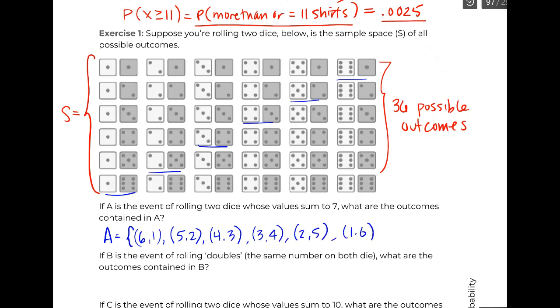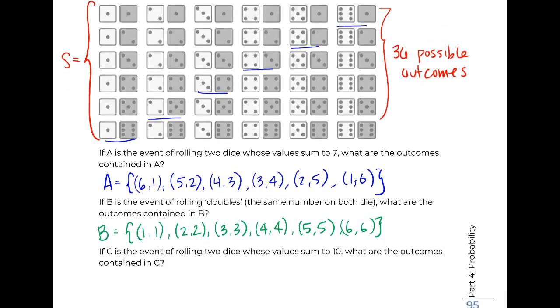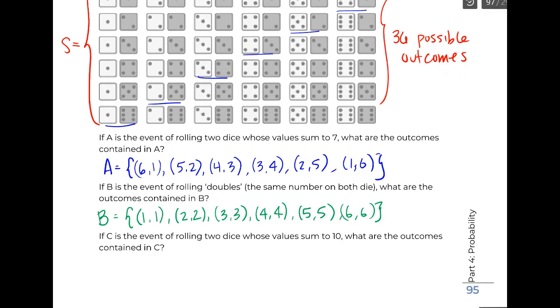So I want you guys to go ahead and do the same thing for event B, and then we'll come back and check. So B, rolling doubles, you can see. And then we can also do the same thing for C. Again, if you want, you could pause it. I'll pause it and just restart it so that way you don't have to watch me write a whole bunch. For C, we only have 3 possible ways to roll 2 dice who sum to 10.